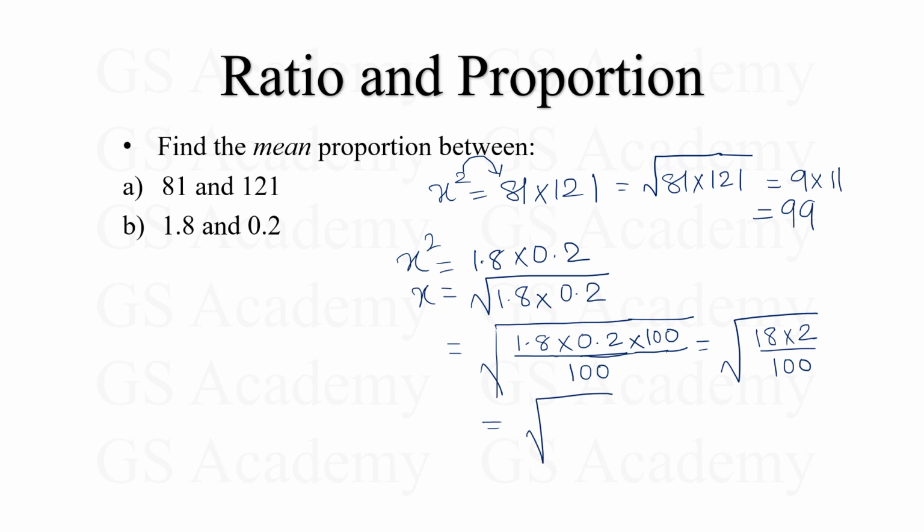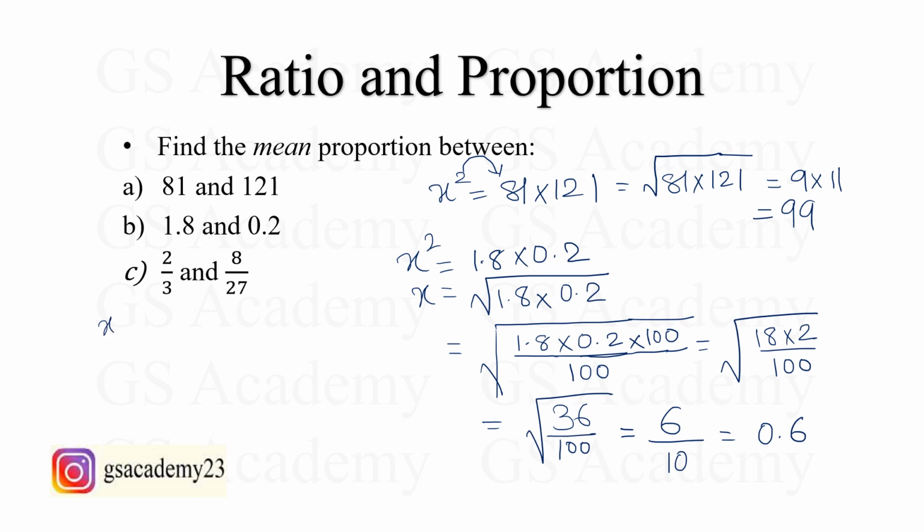So 18 twos are 36 upon 100. So if you observe, 36 is a perfect square of 6 and 100 is a perfect square of 10. So this will be 0.6. So the mean proportional for the second question will be 0.6. Now let's see the third question.